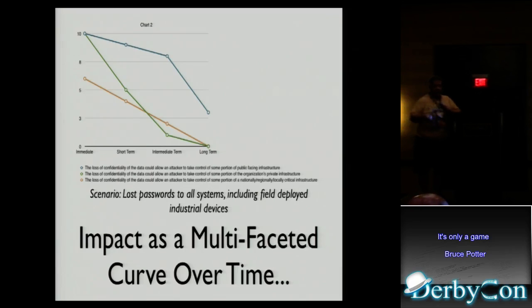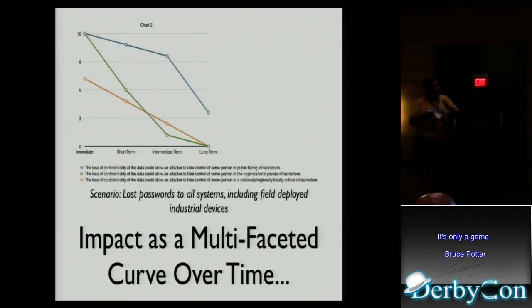The first thing is that Victoria kind of helped and really came up with the idea that the snapshot of impact wasn't true, that in fact you really need it over time, and so that's how we kind of broke it out. And so what you see here is the result of 3 different impact curves. The first one, the blue one, indicates the loss of confidentiality of the data that you sort of got stolen would allow an attacker to take control of some portion of the public-facing infrastructure.